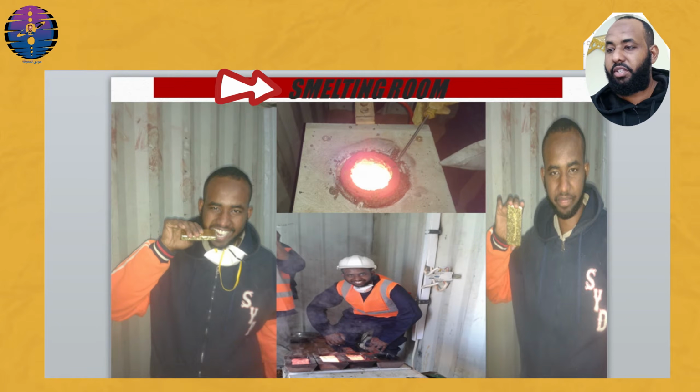In today's video, we will explain in detail the final stage of gold processing, which is the smelting room stage, where gold is transformed into gold bars. Let's begin. As we saw in the previous video, after the stripping is complete, we enter the smelting room, where it is crucial to precisely control all factors to ensure maximum extraction efficiency.